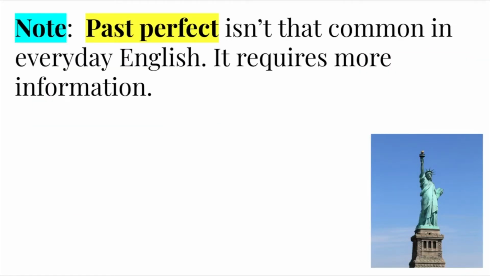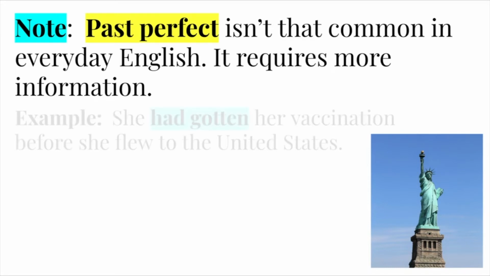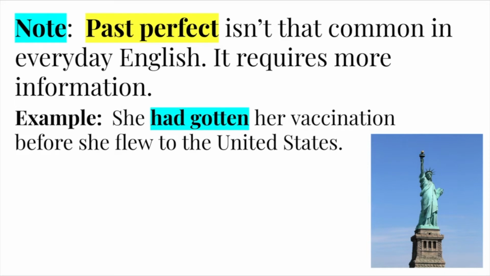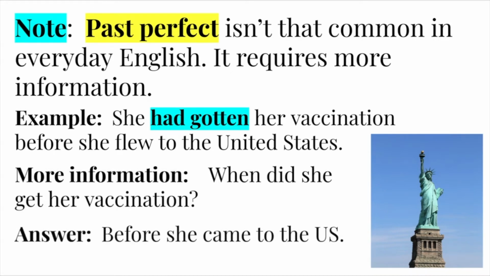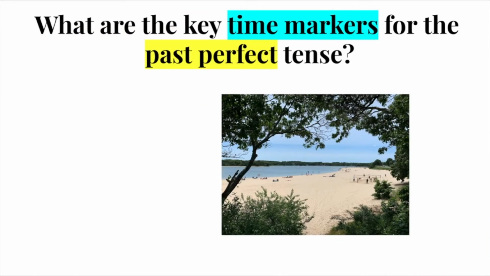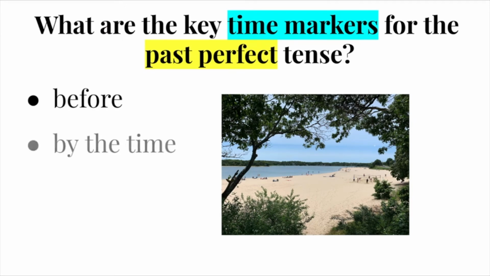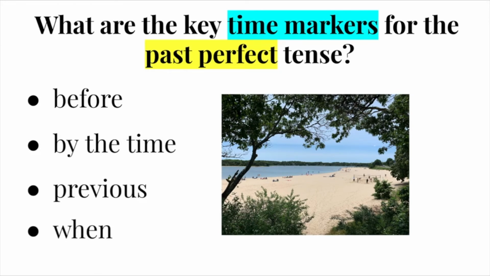Note, past perfect isn't that common in everyday English. It requires more information. For example, she had gotten her vaccination before she flew to the United States. More information. When did she get her vaccination? Before she came to the US. So notice those two events. What are the key time markers for past perfect? Before, by the time, previous, and when.